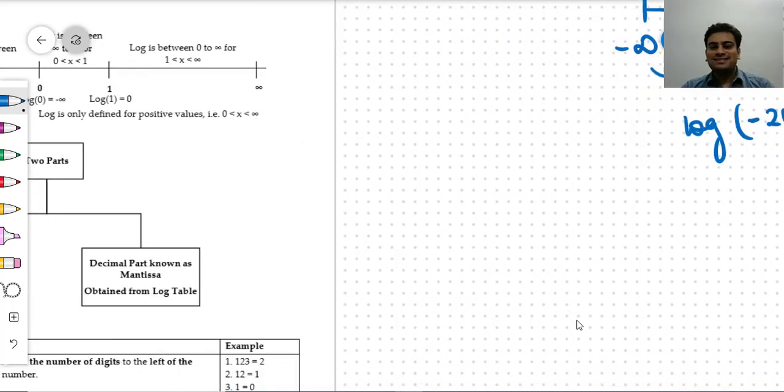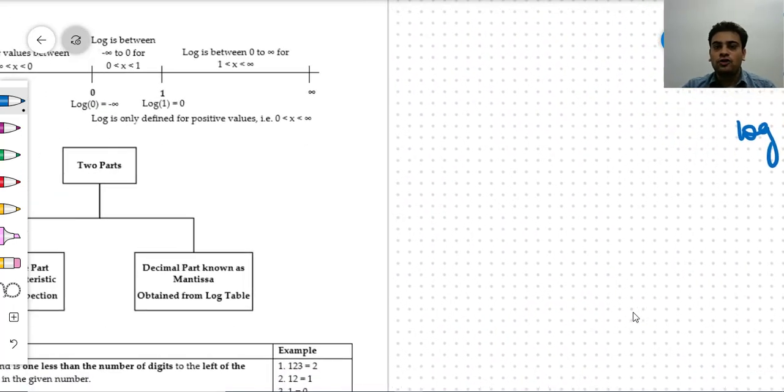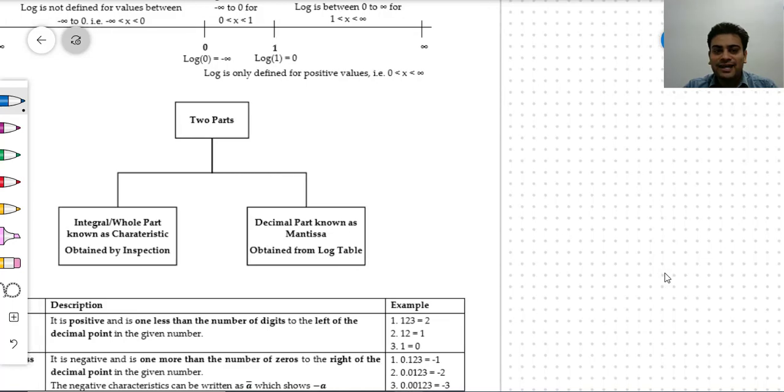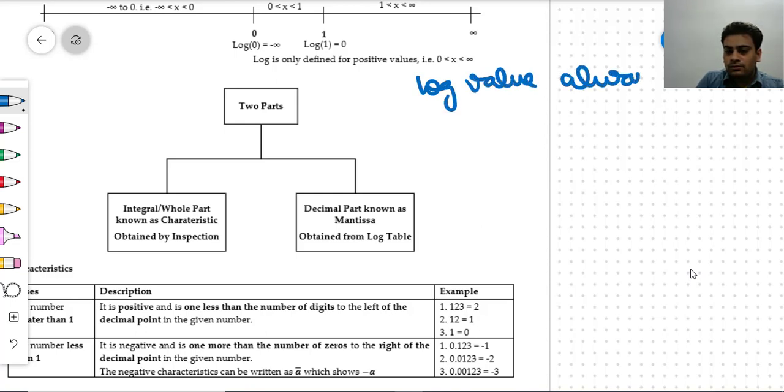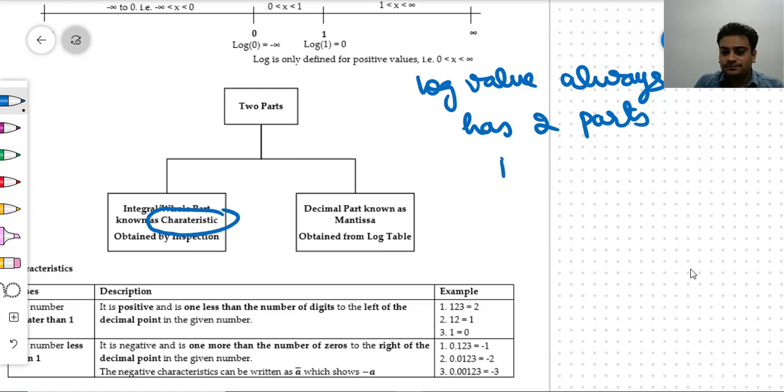Okay. Now we'll start how to find the log values from the table. So the first thing is that my log value always has two parts. What are those two parts? First is my characteristic. We call it characteristic.